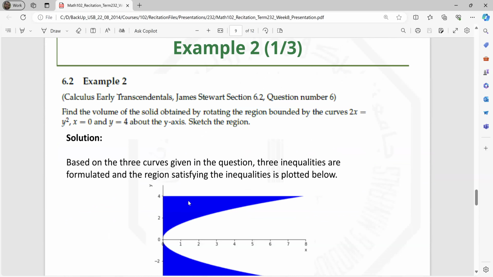We first start by plotting the graphs. This is the horizontal axis y equals 4. This curve is 2x equals y squared. So basically it means that x is equal to y squared over 2. And of course the axis x equals 0. X equals 0 is the vertical axis, or the y-axis. Here is a first sketch of our region.